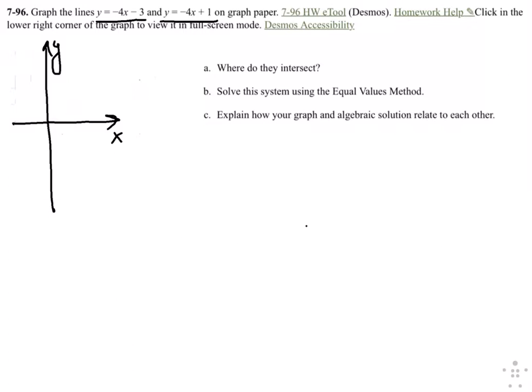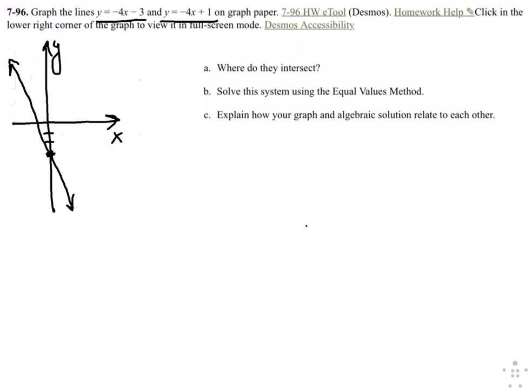So the first one, the y-intercept's -3, 1, 2, 3, right? And it goes downhill at a slope. So I'm just winging this so you can get an idea for what the shape is, but you can check this on Desmos.